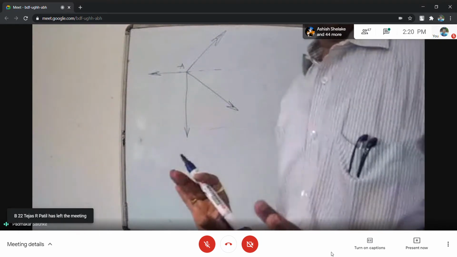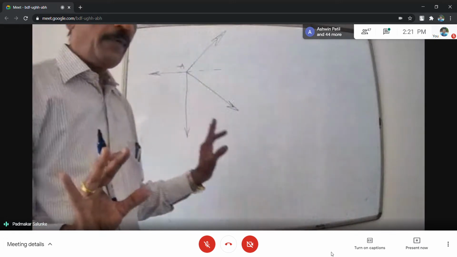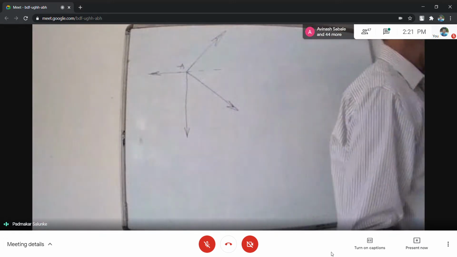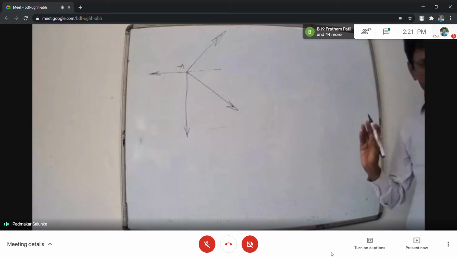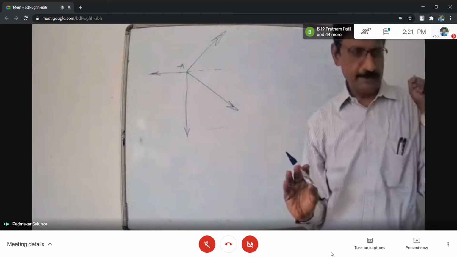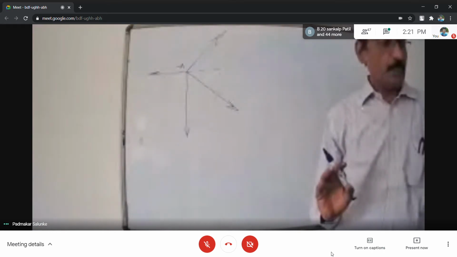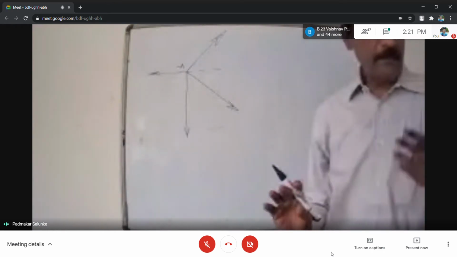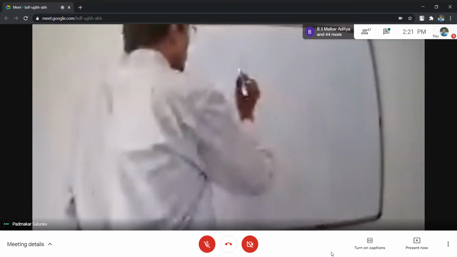This is called a concurrent coplanar force system. You have to find the resultant of these forces, which is exactly what I have to do. These 4 forces I have to club together into one single force, which is called the resultant. The resultant may be in the first quadrant, maybe in the second, maybe in the third, or maybe in the fourth. That we don't know.